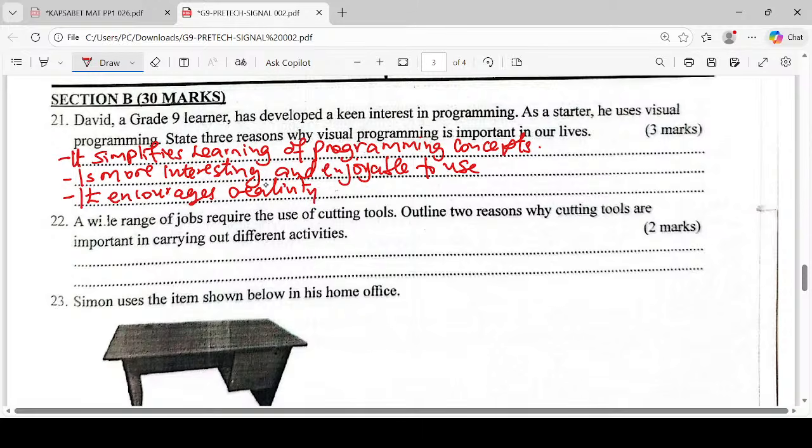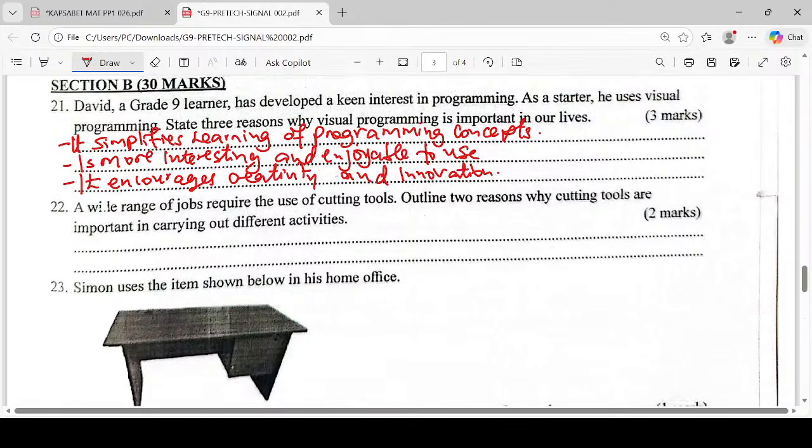It encourages creativity and innovation.